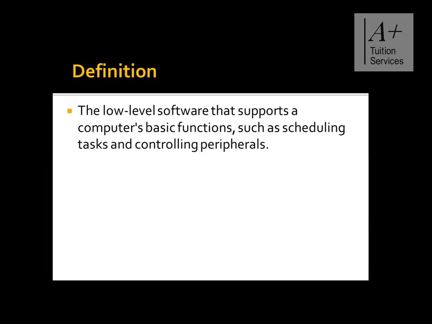So what is an operating system? An operating system is a low-level software that supports your computer's basic functions such as scheduling tasks and controlling peripherals. So basically, a computer cannot run without an operating system. The operating system is what translates commands, programs, software and the hardware for us to understand.